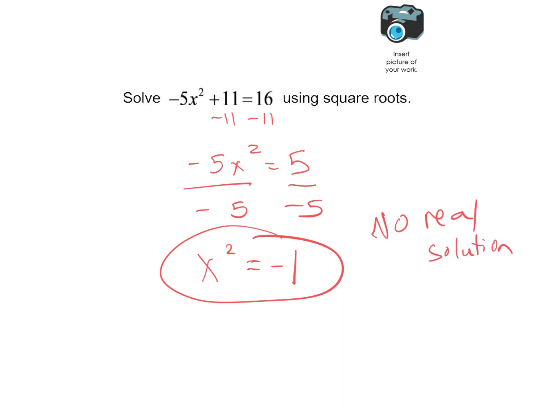If you want to know how to solve it, take the square root of both sides. x is equal to i times the square root of 1. Square root of 1 is 1, so x is equal to plus or negative 1i. That would be your imaginary number solution, which this isn't asking for, but it's something you're supposed to be exposed to.